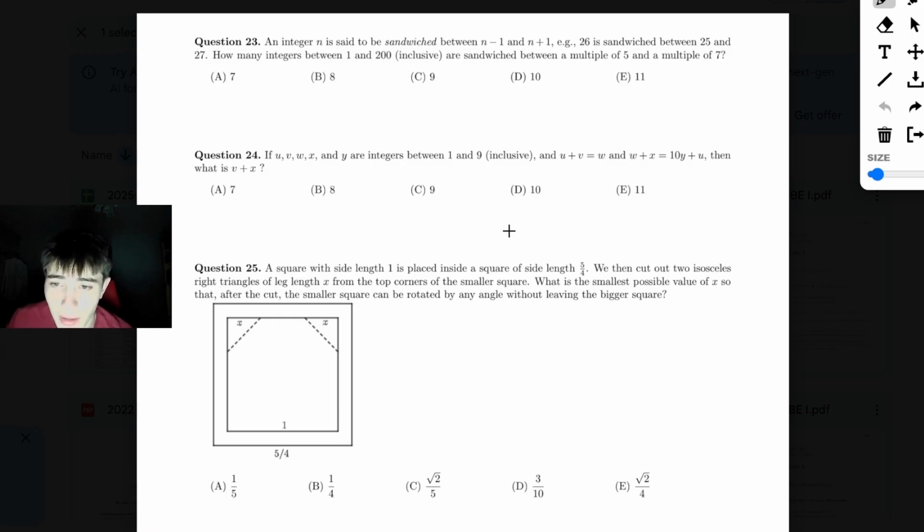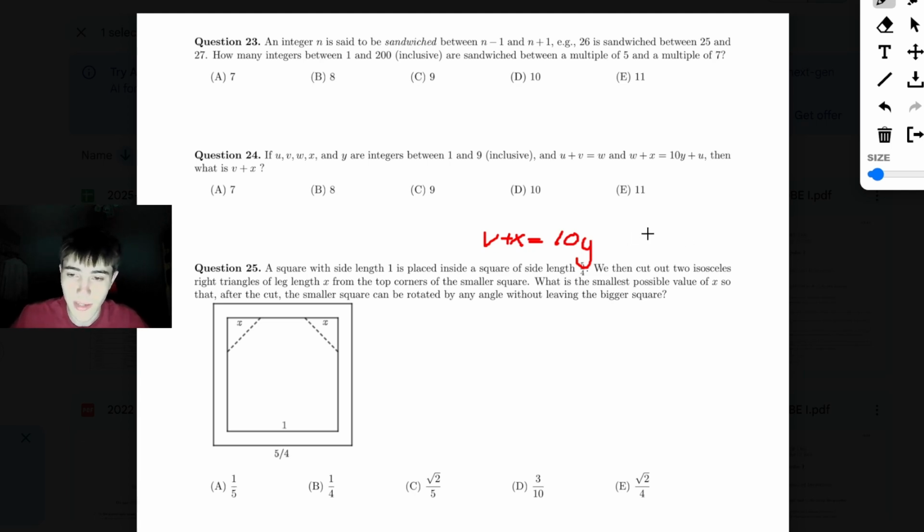We can eliminate w. So then u plus v plus x equals 10y plus u, and then the u we can just subtract away, right? So then we've got v plus x equals 10y, and this is kind of funny because v and x are between 1 and 9, okay? So then v plus x can be no greater than 18, right? And that would be if v and x are both at their maximum of 9, right?